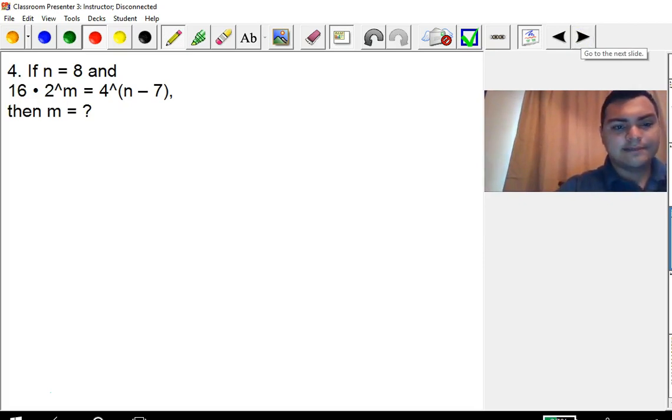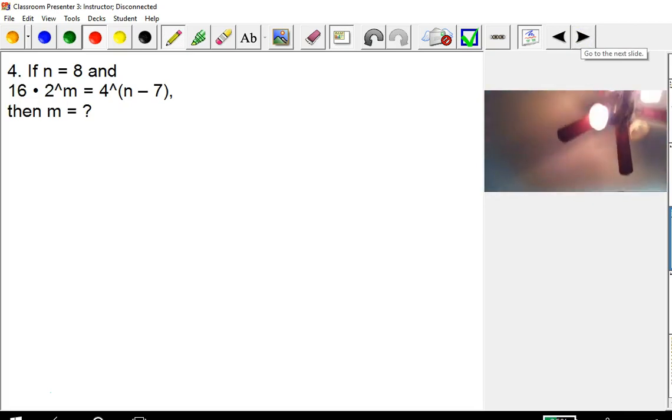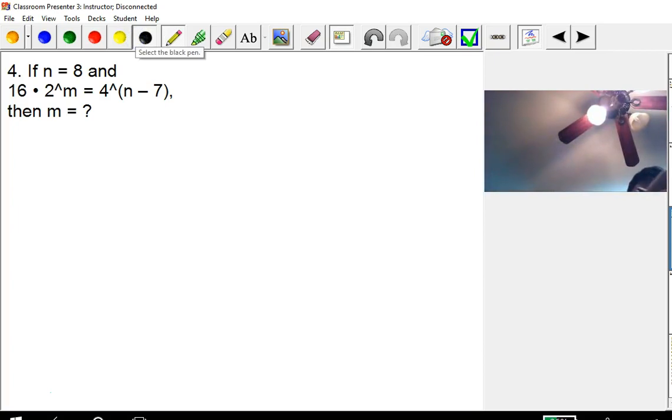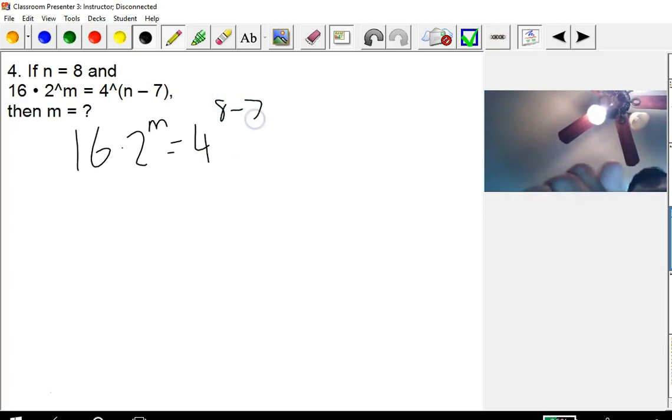Okay, this one's pretty simple, but let me just go through it. If we just divide it out, it's 16 times 2 to the m equals 4 to the n, and m equals 8, so it's going to be 8 minus 7. Now this is the one I did alter a bit, because it used to be n minus 8, so I thought it was a little bit too easy, but let's get into that. So 16 times 2 to the m equals 4 to the n. That's basically what it turns out to be.